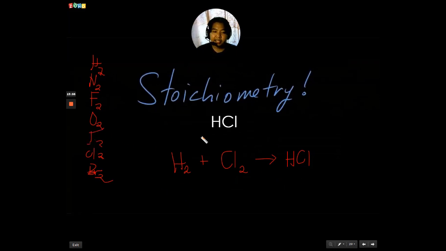Now, let's check this equation out. Now we are dealing with an equation. Again, chemical symbol, chemical formula, now becoming a chemical equation. Now, how do we balance this one? Let's check it out. Or how do we first balance it?